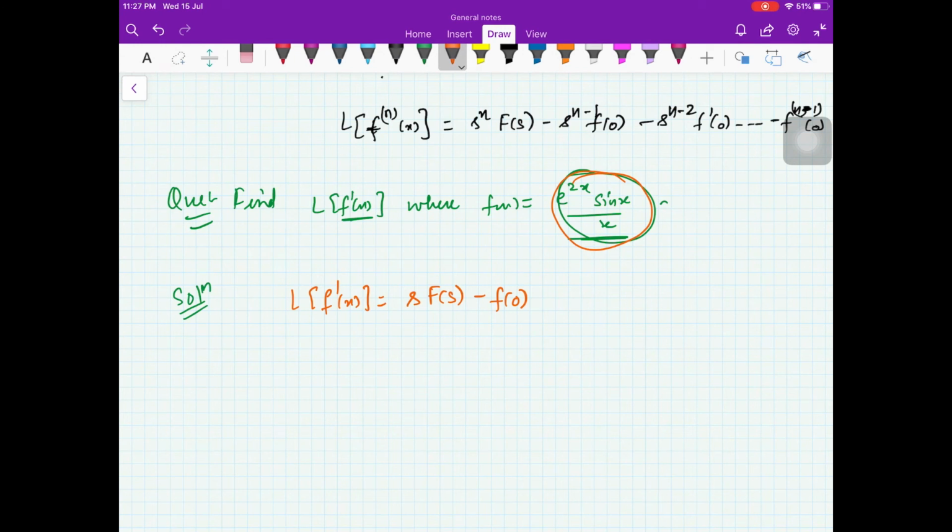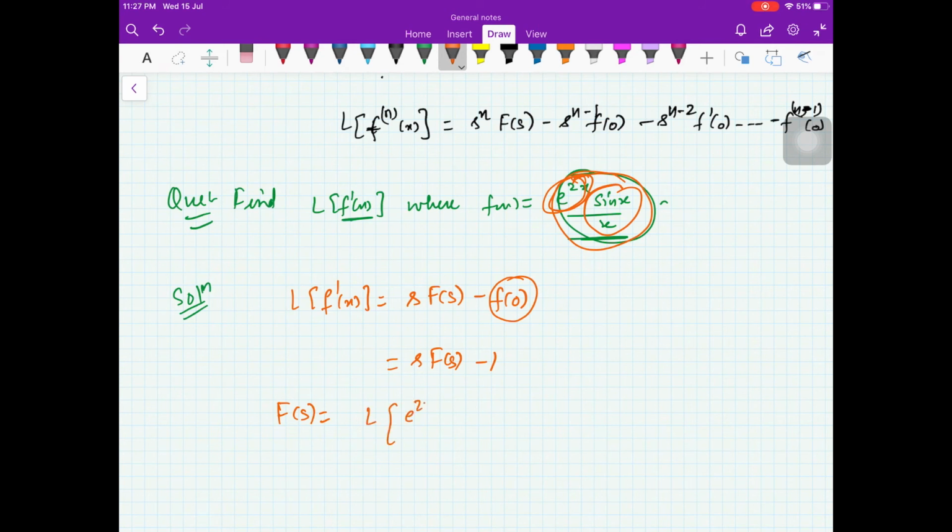The function f(0) is not defined, so look at the limit. This is 1 into 1. So the value of the function at 0 is 1. So this is s F(s) minus 1, where F(s) is, what is F(s)?